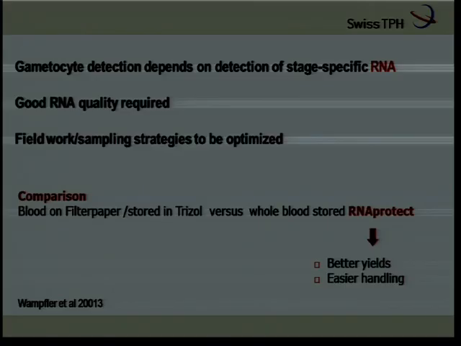This also explains a bit the limited sensitivity, in particular for Plasmodium vivax gametocytes, which Ivo has explained already, because we have a 10-fold lower vivax asexual parasitemia, and this also translates, of course, into a lower vivax gametocytemia. So the quality of the RNA is absolutely essential for all these molecular tools. One has to take great care to optimize sampling and the fieldwork, of course.